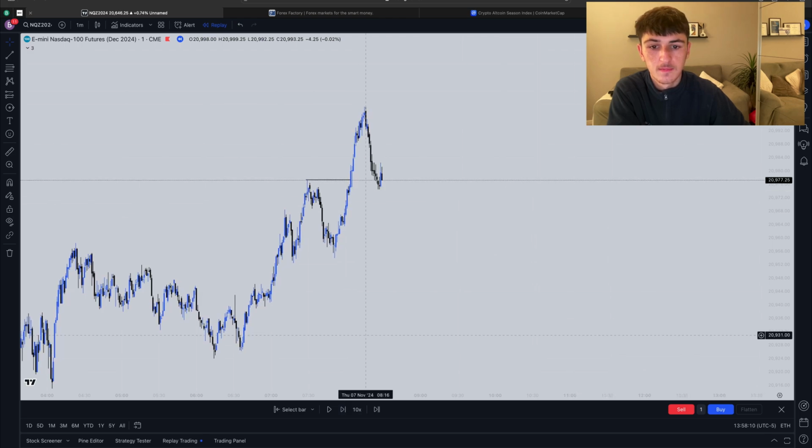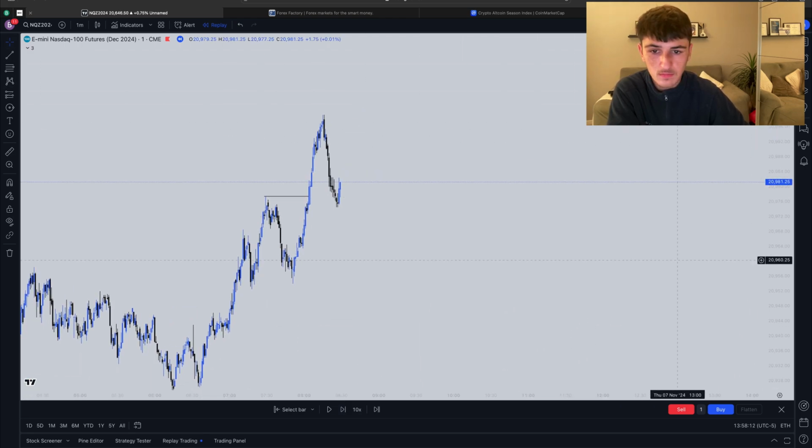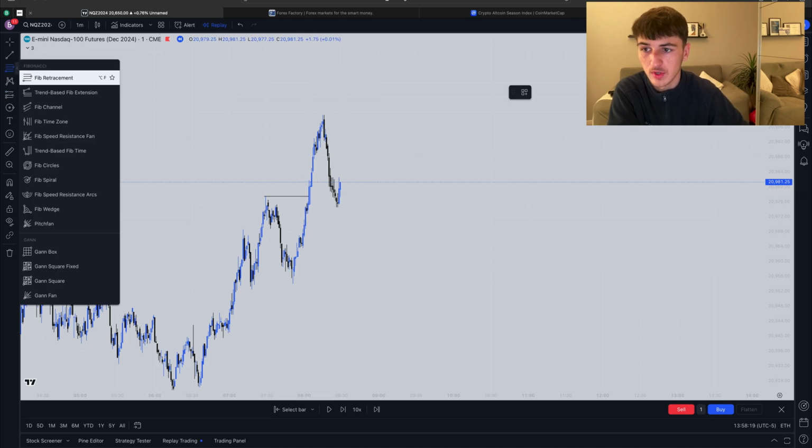Now, the way you figure out premium and discounted price is by using this tool on the left side of TradingView called the fib retracement. Now, I'm going to be using this. It's going to be very technical, but you need to bear with me.